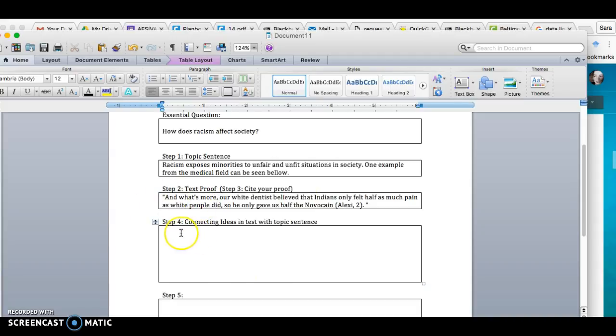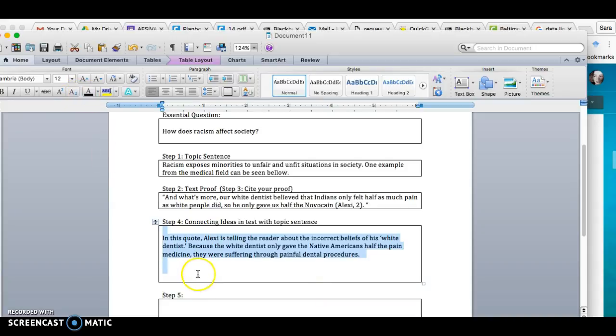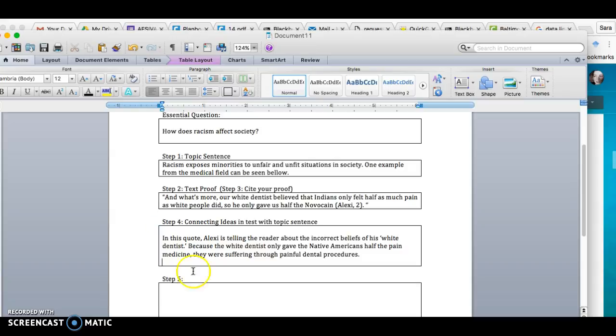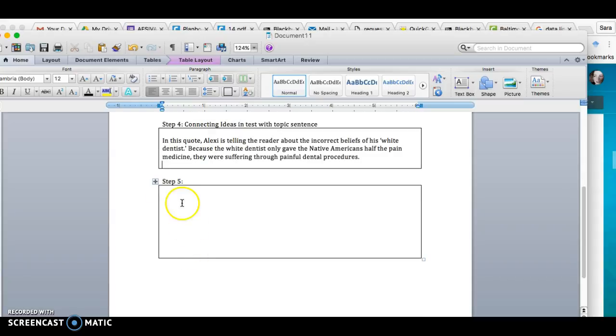All right, and then I do that, and now I need to explain that quote, right? So in this quote, Alexie is telling the reader about the incorrect beliefs of his white dentist, because the white dentist only gave the Native Americans half the pain medicine while they were suffering through painful dental procedures, right? So that's not fair. So I need to go on and connect that with a larger idea, not just the topic sentence. So we need to connect ideas in the text. So when I say larger ideas, remember, I'm thinking themes and motifs and essential questions and that kind of thing.